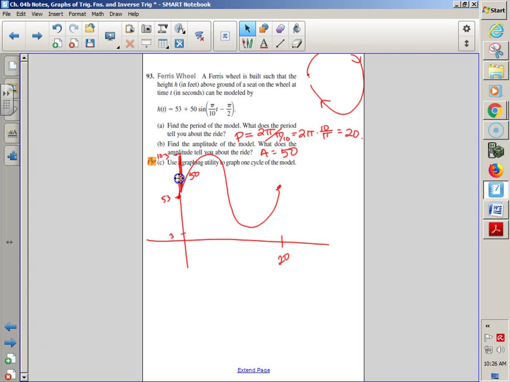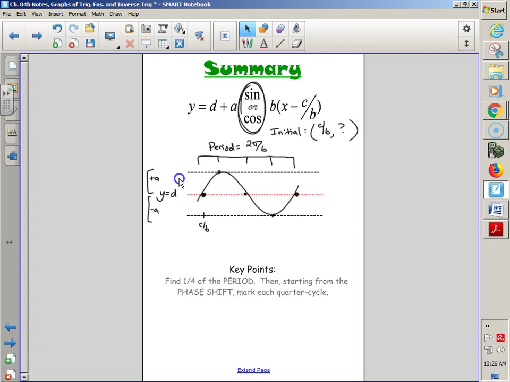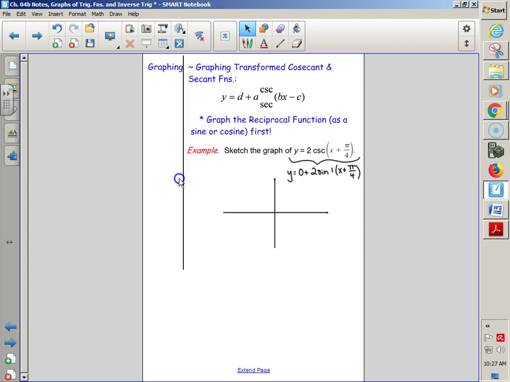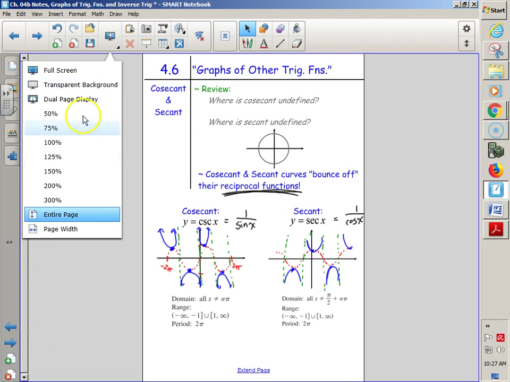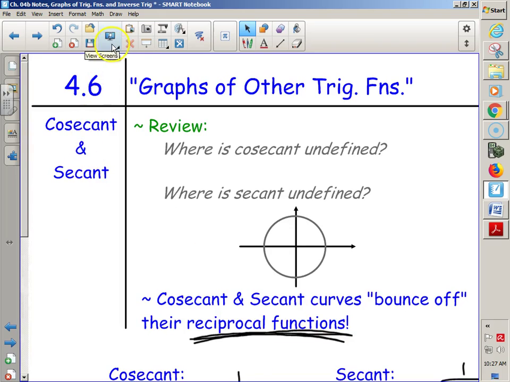Cool. All right, cool kids. Let's go do some secants and cosecants. All right, secants and cosecants. There was one thing I didn't talk about in detail yesterday because I was introducing this in 3 minutes at the end of class, I'm pretty sure. There was one big thing I did not talk about with cosecant and secant. Said they bounce off.